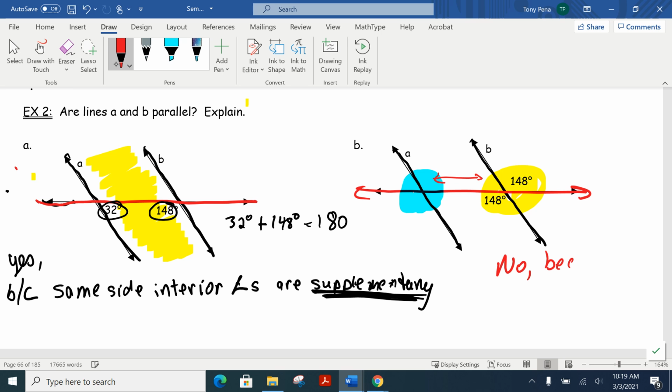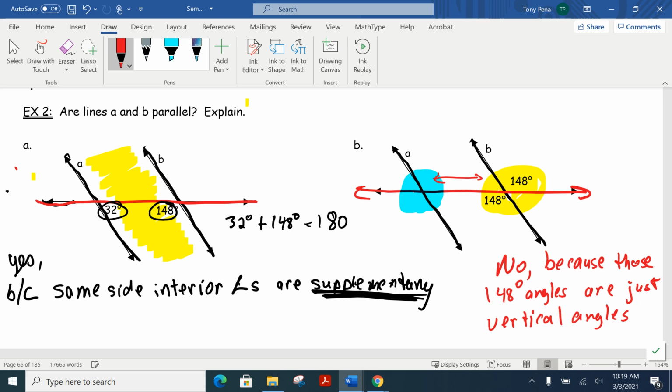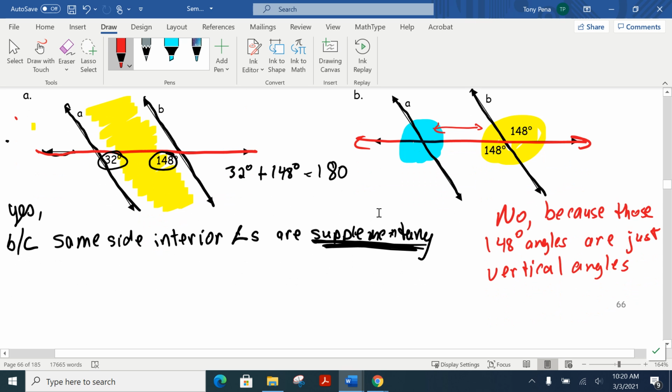And then what we really just have here, because those 148 degree angles are just, no fancy word, vertical angles. They're not any of the 5 things that allow us to compare parallel lines. Vertical angles can't be used to justify any sort of parallel nature between 2 different lines. Okay. All right, so that's what that now gets at.